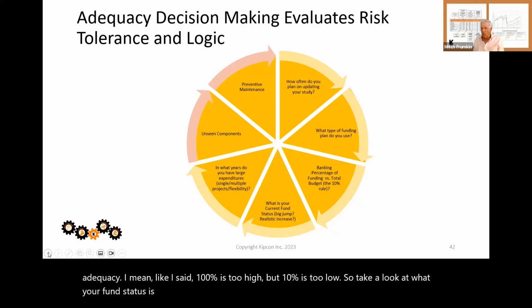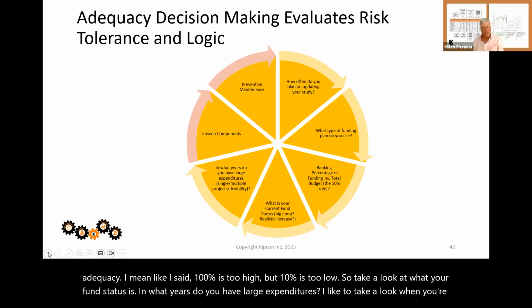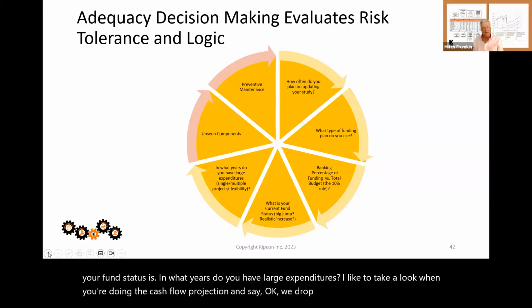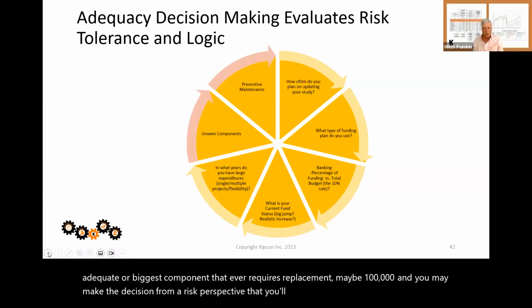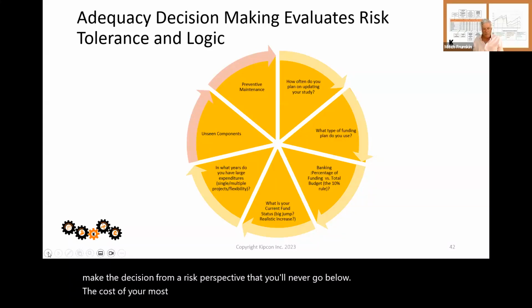In what years do you have large expenditures? When you're doing the cash flow projection, I like to take a look and say, okay, we dropped down to, let's say, $50,000. Is that adequate? Our biggest component that ever requires replacement may be $100,000. You may make the decision from a risk perspective that you'll never go below the cost of your most expensive component to fix, because if it has to be replaced early, you want to make sure you always have enough money to do it.